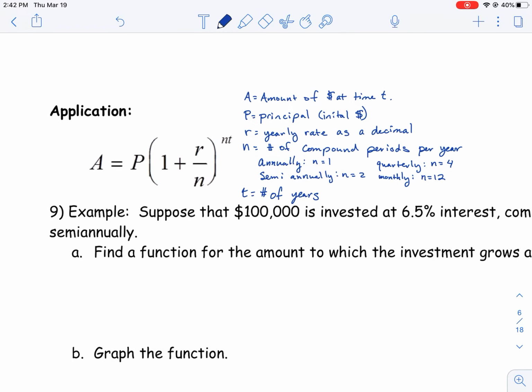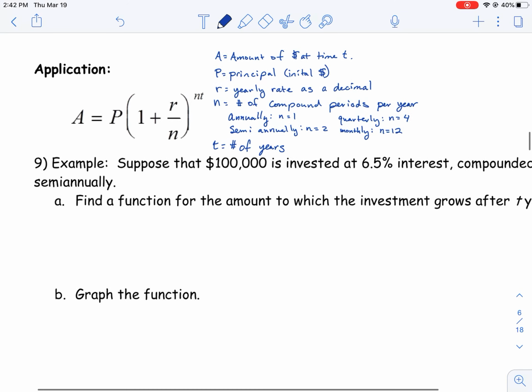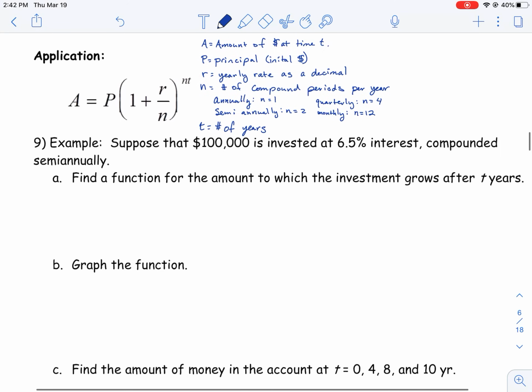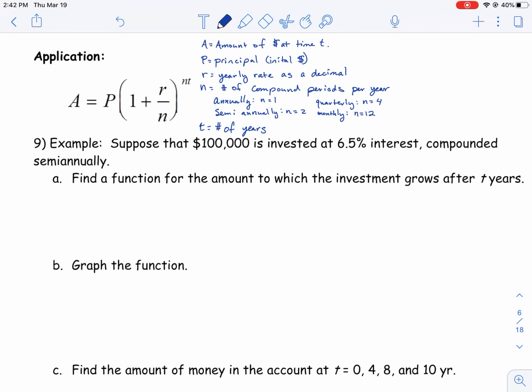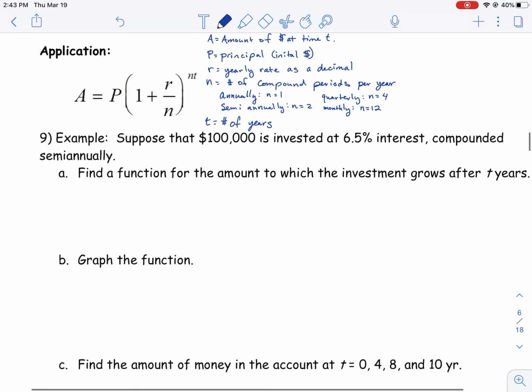So in this first example, it says, suppose that $100,000 is invested at 6.5% interest, compounded semi-annually. It then asks to find a function for the amount to which the investment grows after T years. So we're going to start with this initial equation, A equals P times 1 plus R divided by N to the NT. I won't ask you to memorize this for a test, but knowing how to use it is important.